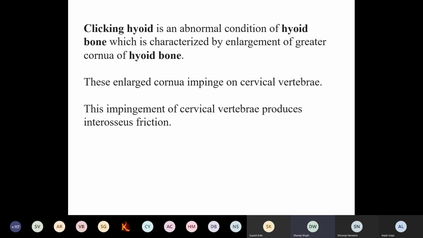The next condition of the hyoid bone is clicking, an abnormal condition of the hyoid bone, and the characteristic of it is an enlargement of the greater cornu of the hyoid. The enlargement of the cornu impinges on the cervical vertebrae. It produces intraosseous friction, that is, clicking of the hyoid.